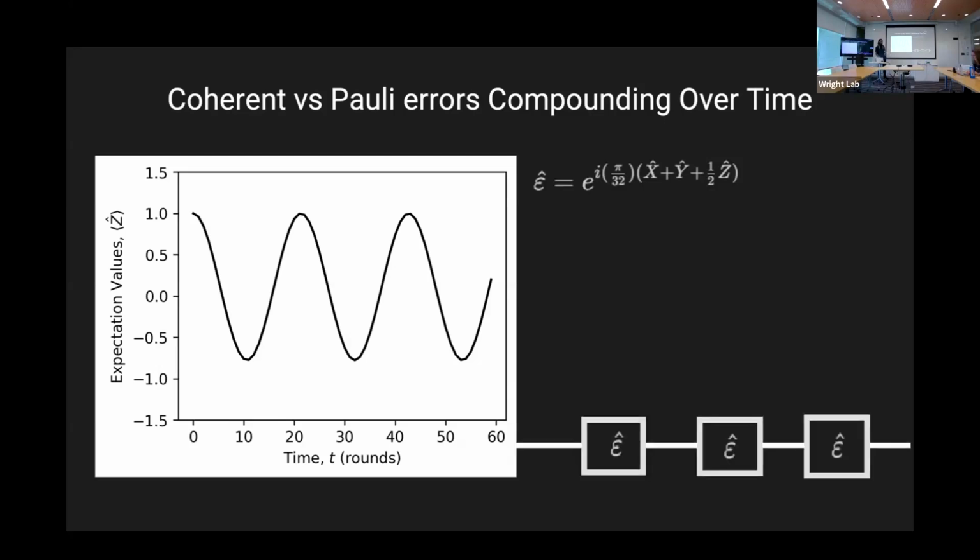And so what you can essentially imagine is happening down here in this graphic is that you have your input qubit, right? And then it encounters an error. That's going to change the expectation value. And then it encounters another error, and then another error. And this is for every round that you run the simulation. So this is going to compound. What does that compounding of the error look like?